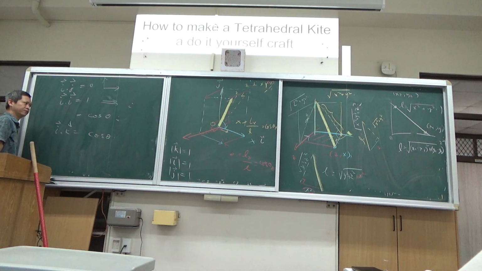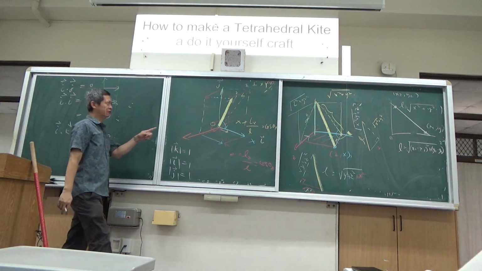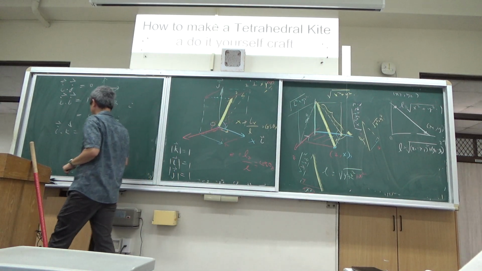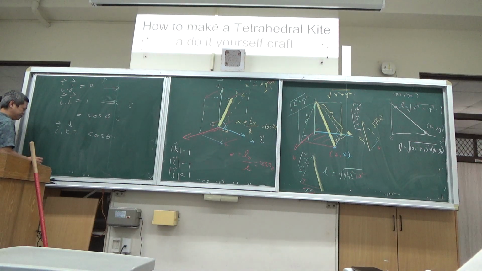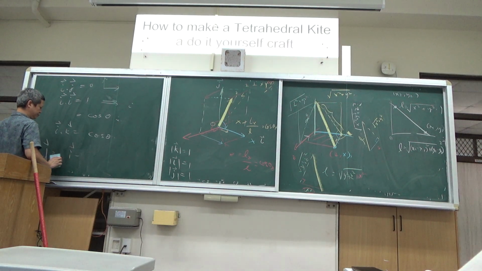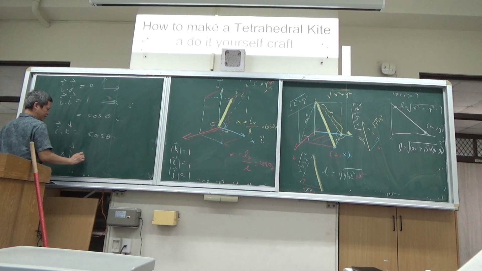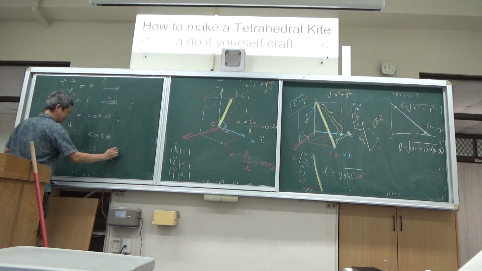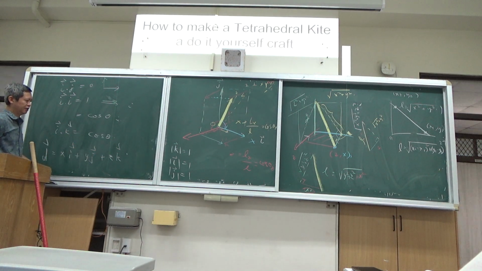cosine. Now if you want to define the unit vector for the truss, what is the direction of the truss? If I write this, it is x i plus y j plus z k. This is my direction cosine of the truss.